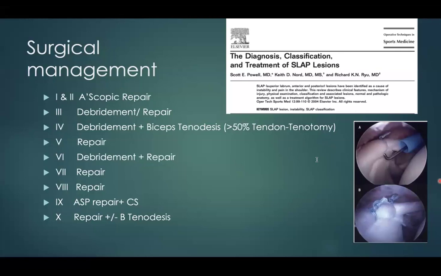Type 7 included fixation of the superior labrum as in type 2 and suturing the MGHL ligament. Type 8 were treated the same as type 2 with fixation of the posterior reverse Bankart lesion. Type 9 or panlabral lesion is treated with anchors anterior, posterior, superior with a capsular shift, and type 10 are treated the same as the type 8 lesion with or without biceps tenodesis.